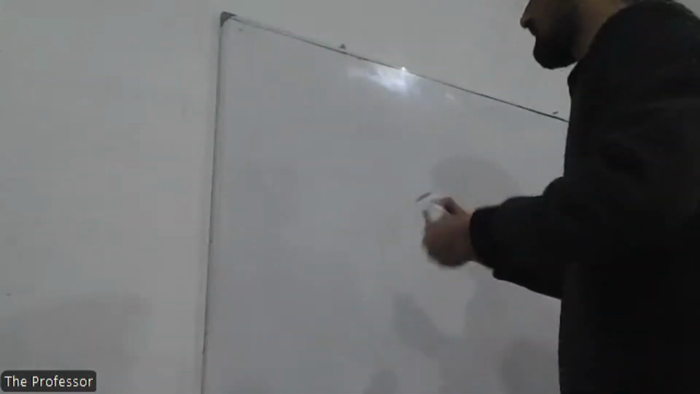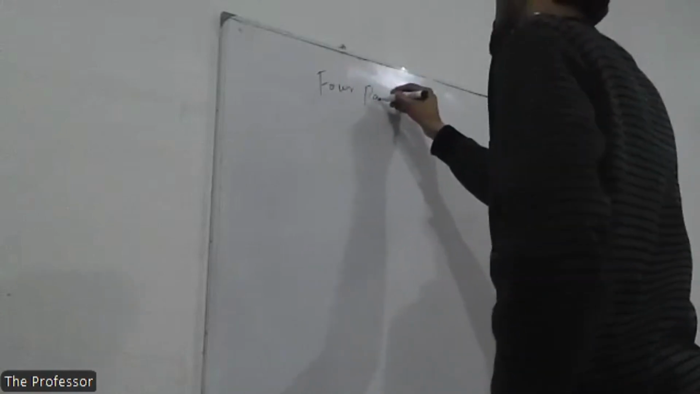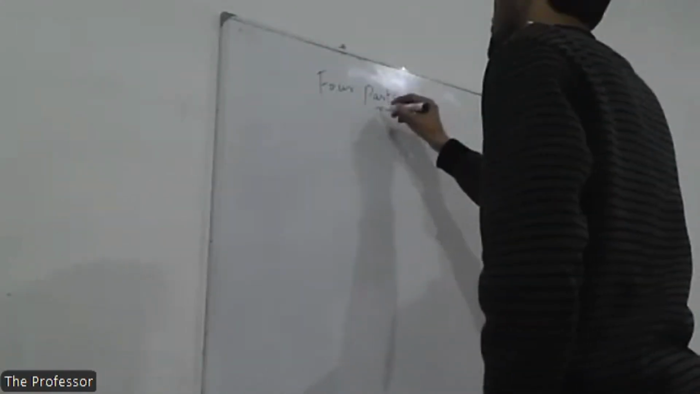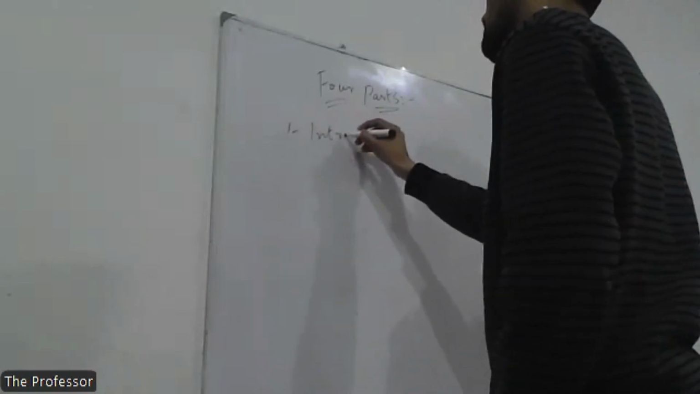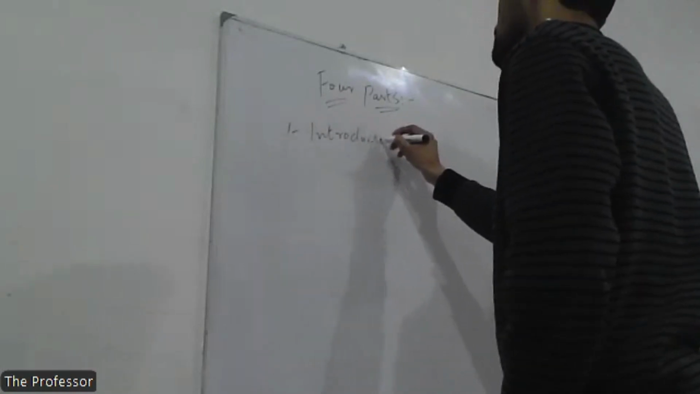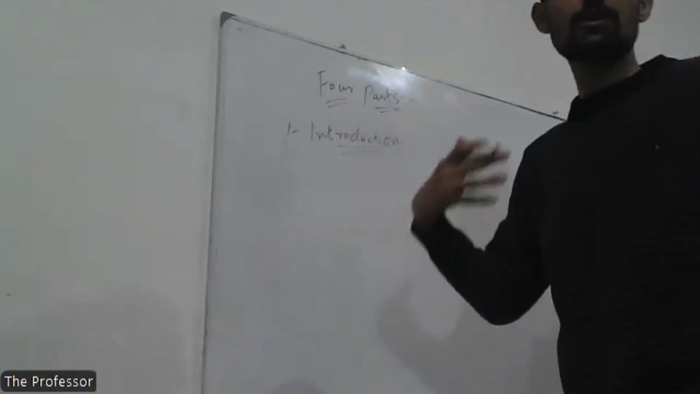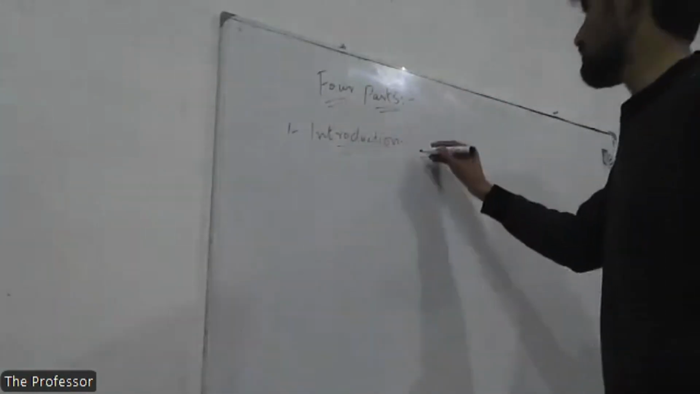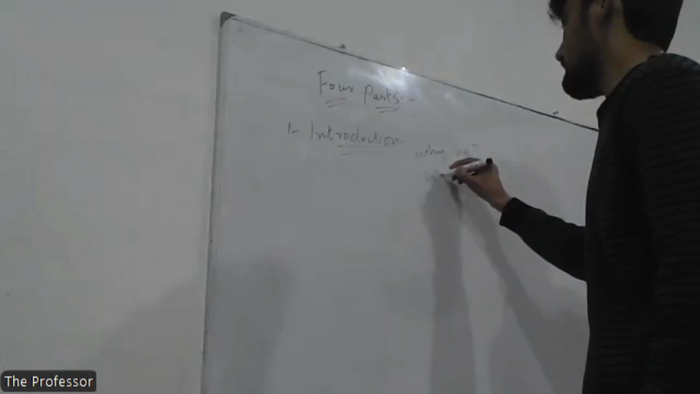Okay, so basically there are four parts in Oxford ELLT speaking. The first one is introduction. In the introduction, they ask you certain questions about yourself: why you want to go to the UK, why you are learning English, and there are many more questions like that.